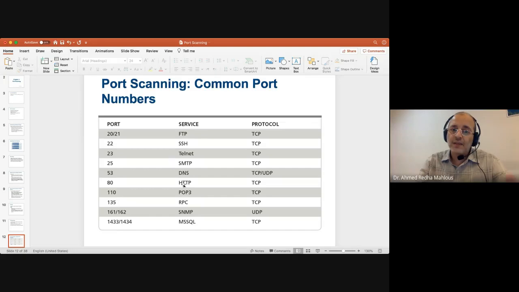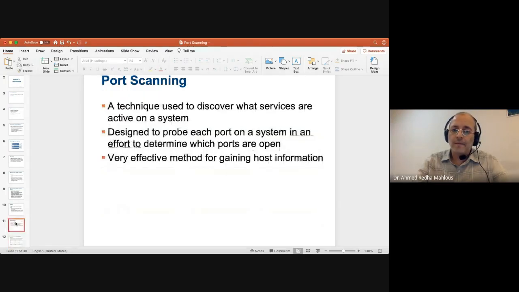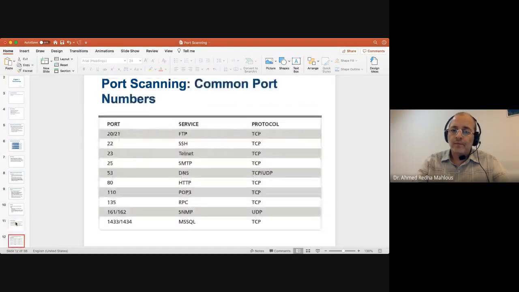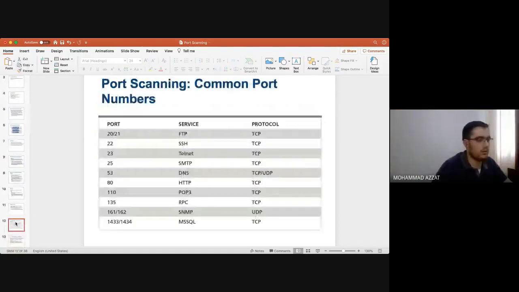Is that clear, guys, for the port number and the port scanning? This is the idea about port scanning. When you do port scanning, you try to verify whether the port is open or closed. Yes. Clear, guys? Yes, clear.